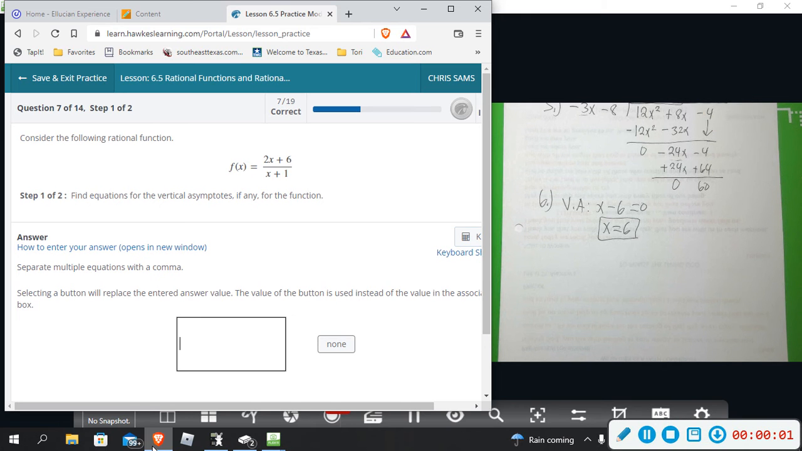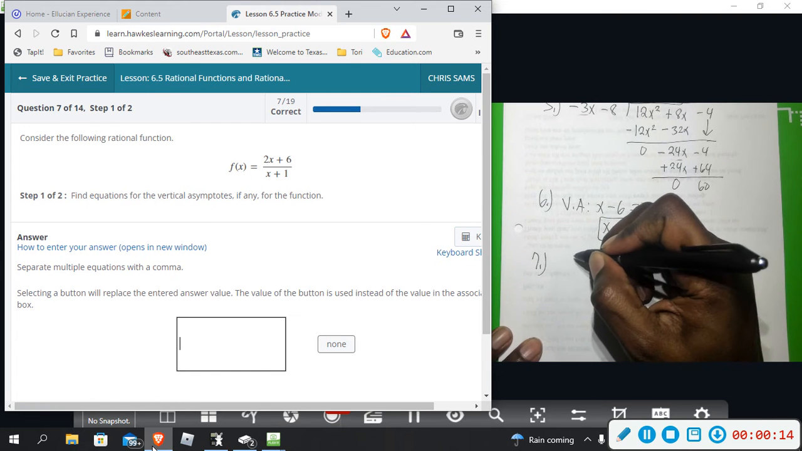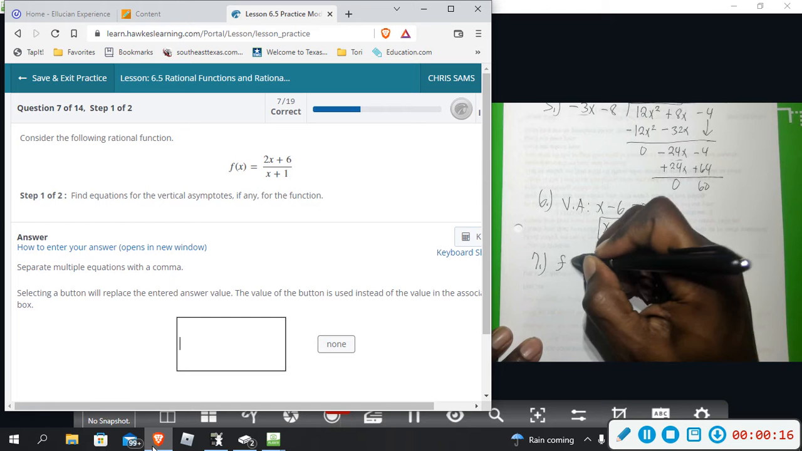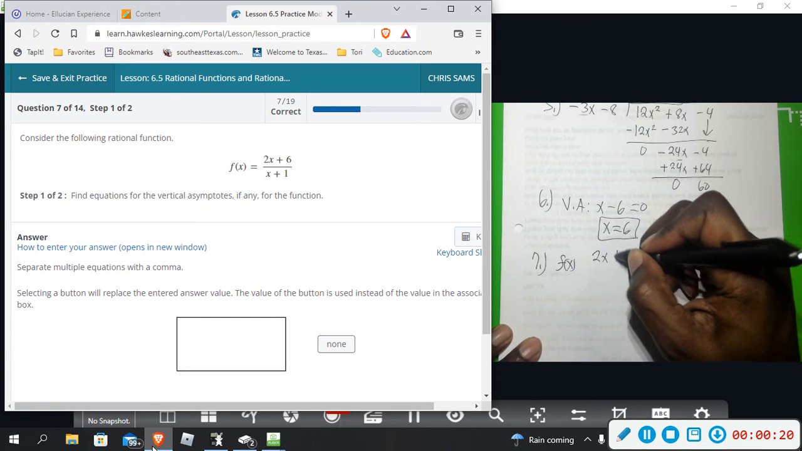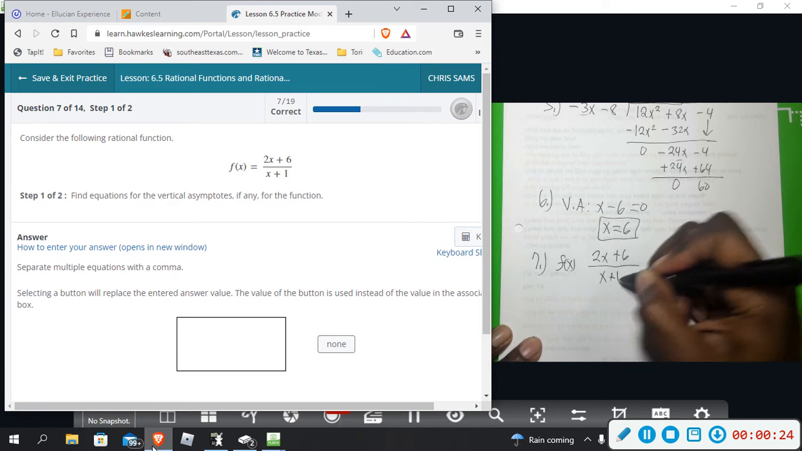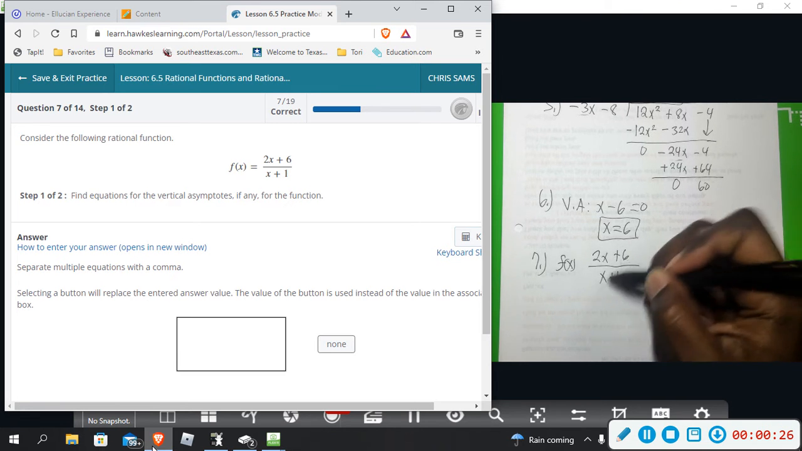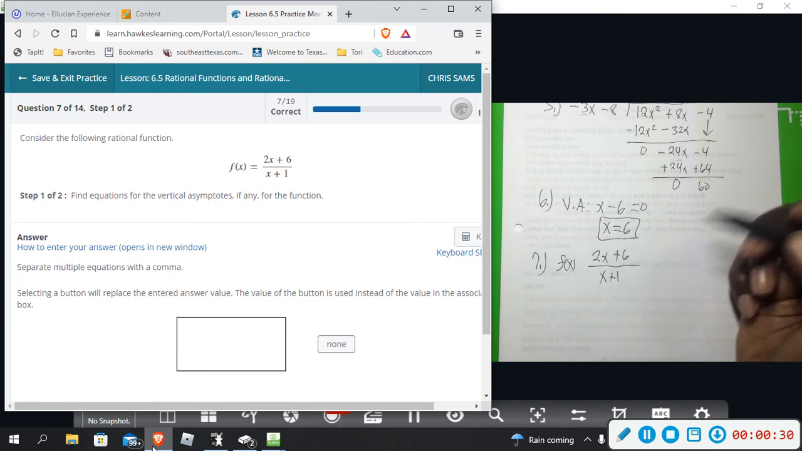All right, number 7. We want to first find the vertical asymptote, if any, and then we have a part 2. So we get our vertical asymptote from our denominator. We have 2x plus 6 in the numerator, and then we have x plus 1. This will not factor out. We could factor out a 2 and we'd have x plus 3, but that won't divide out.